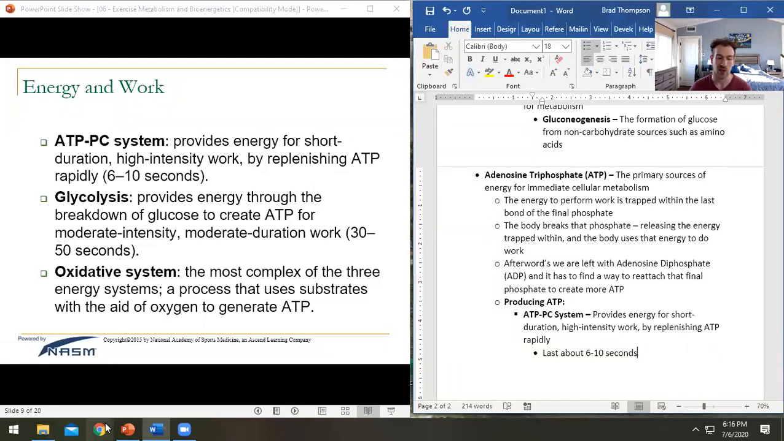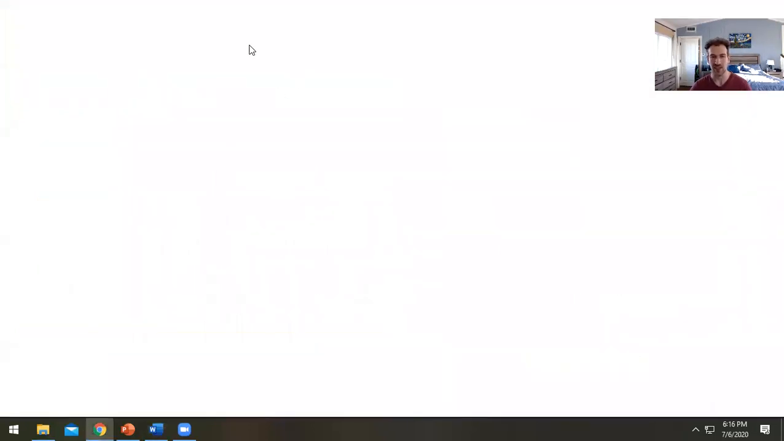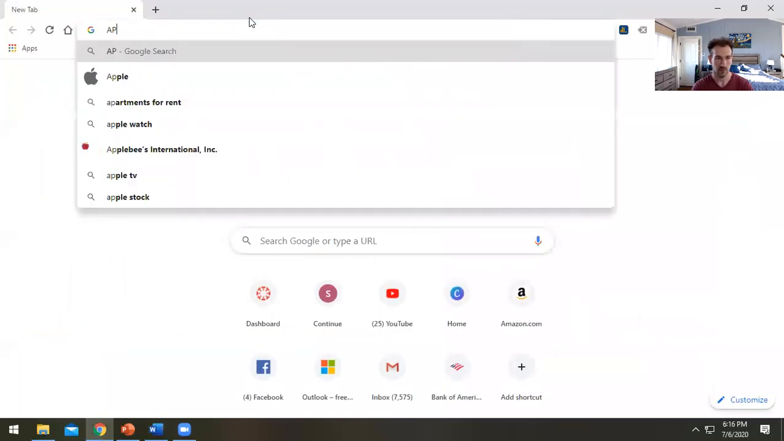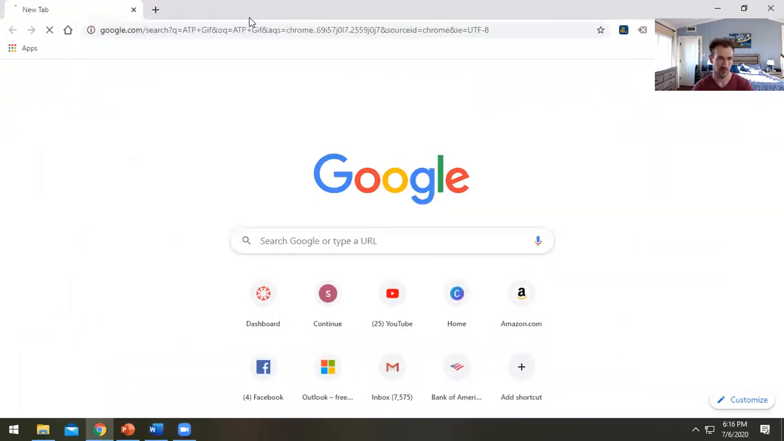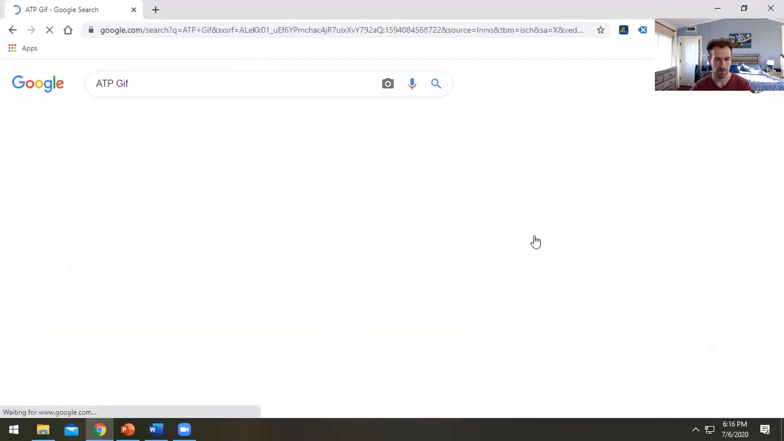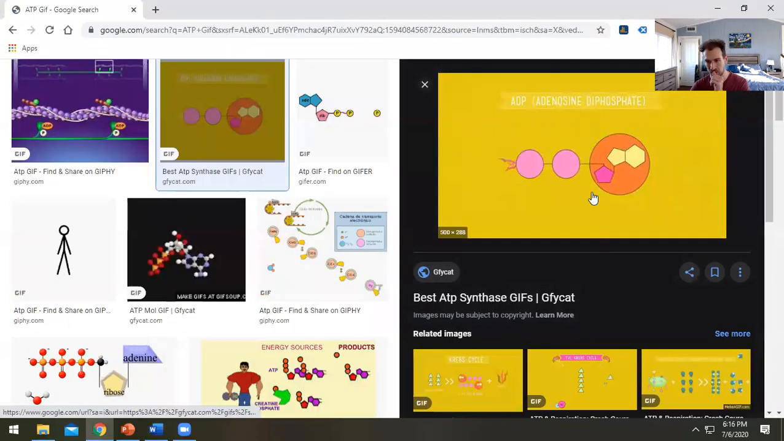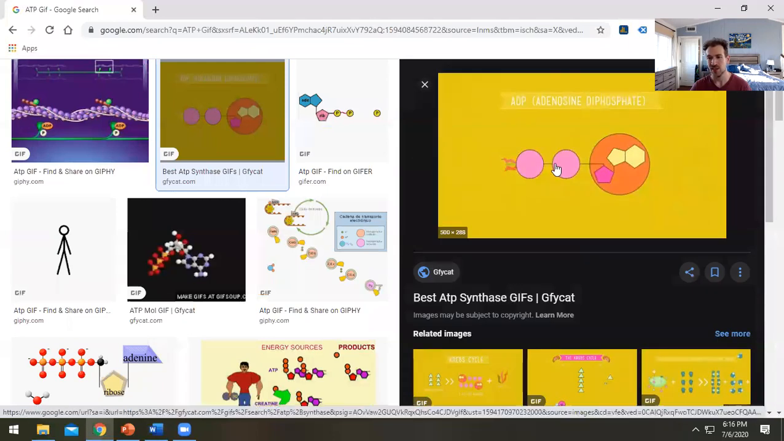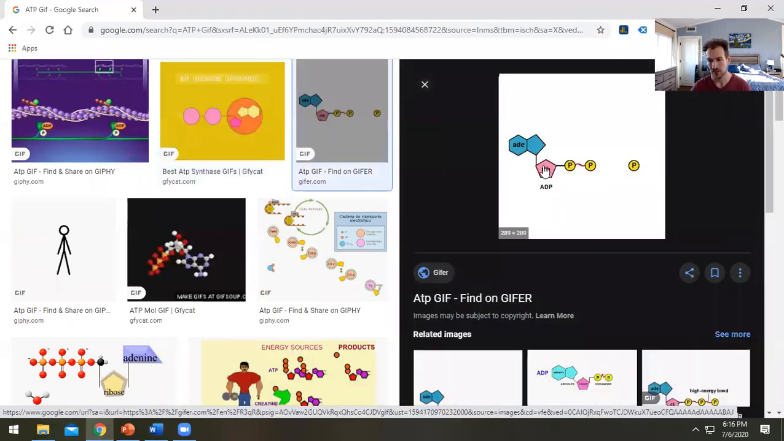The way this works is, let's look at an ATP molecule here. If we look at an ATP molecule, right, you can see this is an ADP molecule. We've broken off that phosphate. There we go, right?